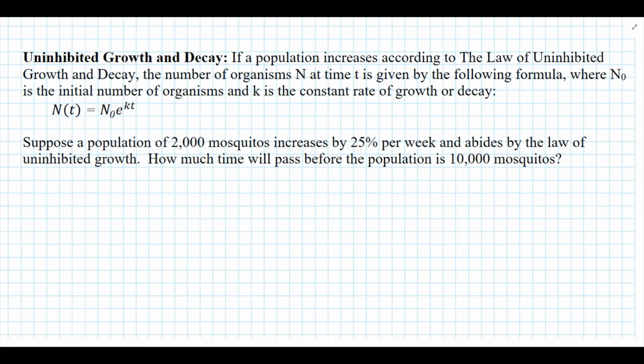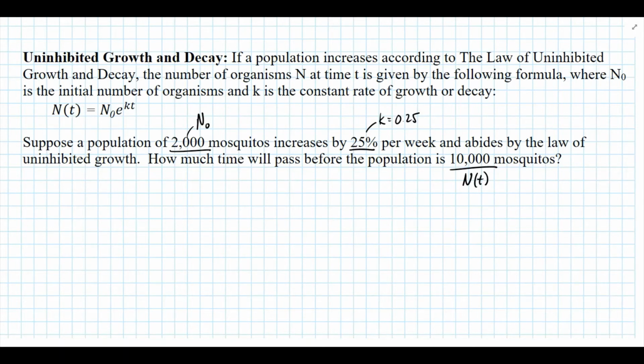In the next example, we consider the law of uninhibited growth and decay. A population of 2,000 mosquitoes grows to 10,000 in an unknown amount of time. It is known that the population grows at 25% per week. Perhaps we need to know the amount of time that passes, since a population of 10,000 mosquitoes warrants some sort of intervention on our part.